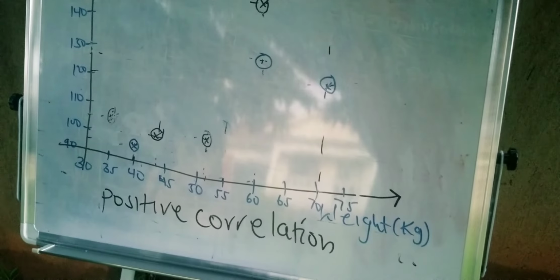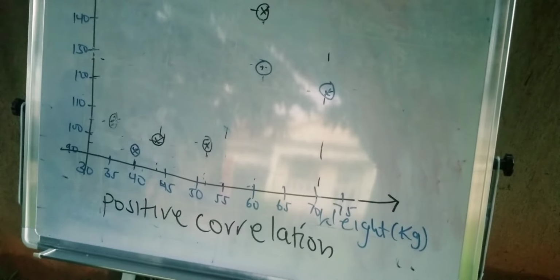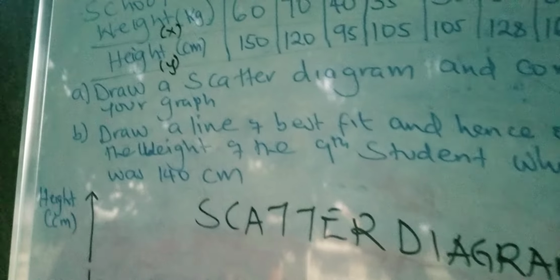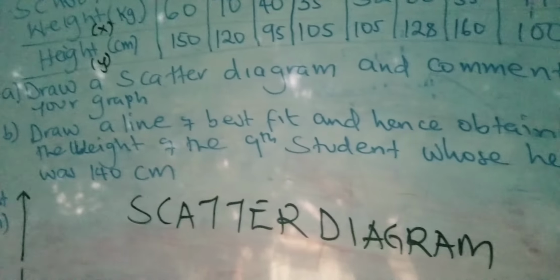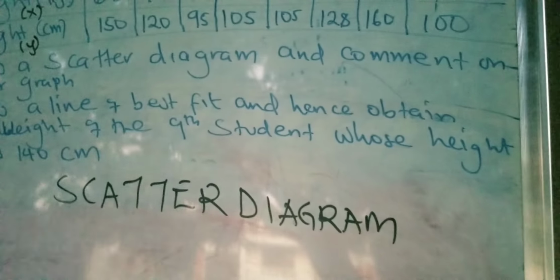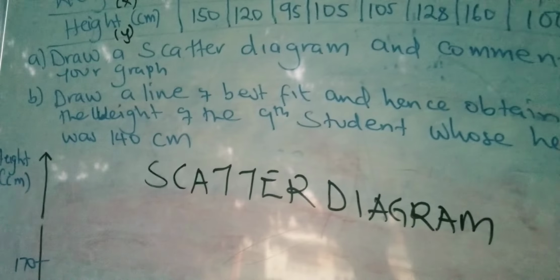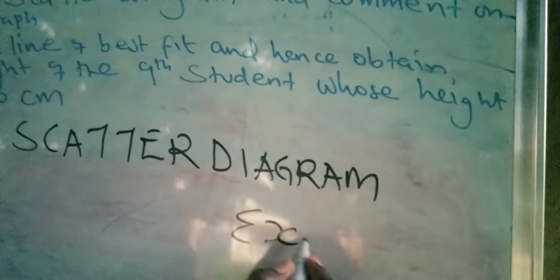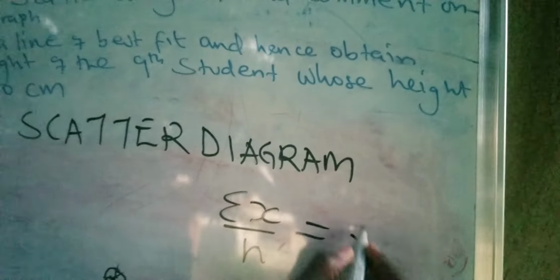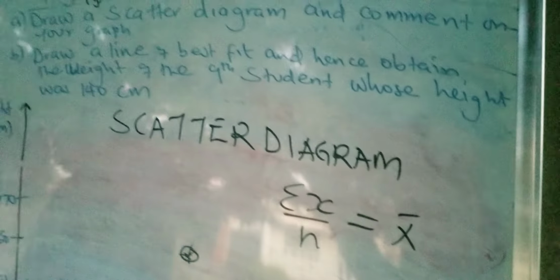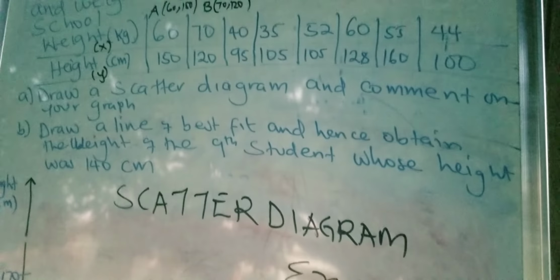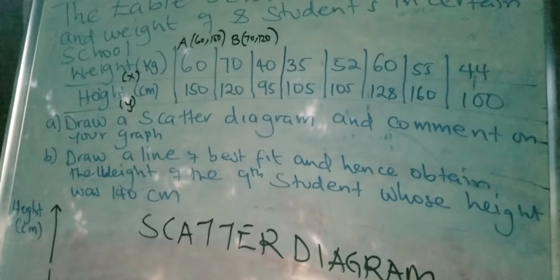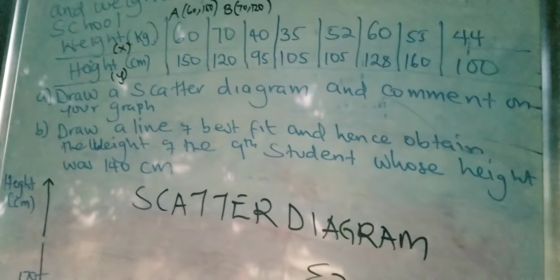However, in part B, they are telling us to draw a line of best fit and hence obtain the weight of the 9th student whose height was 140 centimeters. So we are supposed to draw the line of best fit, and in this sense you must calculate the average value, which we say is the total summation of x all over n. This gives you x bar. So our summation of x, we sum the total of x using our calculators.